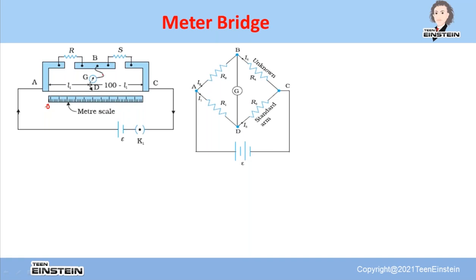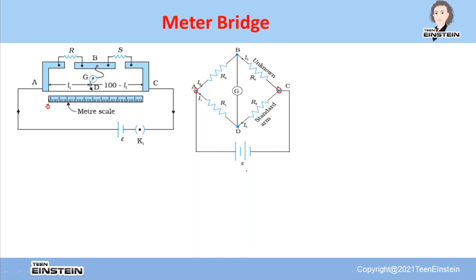Now look, if you compare the circuit, across A and C there was a battery or cell in this Wheatstone bridge. Here also it is there. And between B and D there is a galvanometer. So where is B over here? On the straight metal strip there is a point B, and that means there is a connection through the wire to the galvanometer.